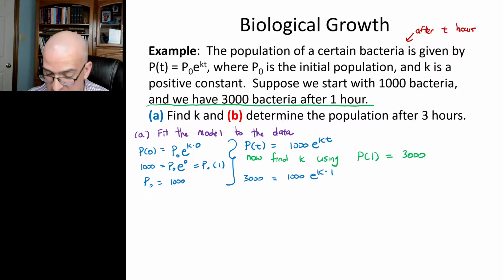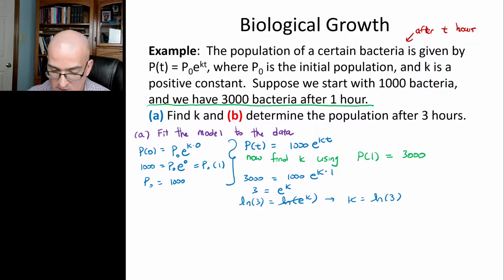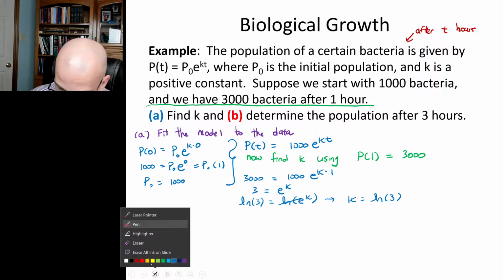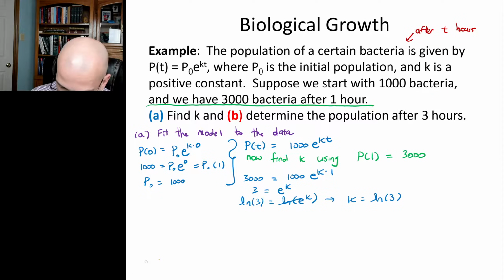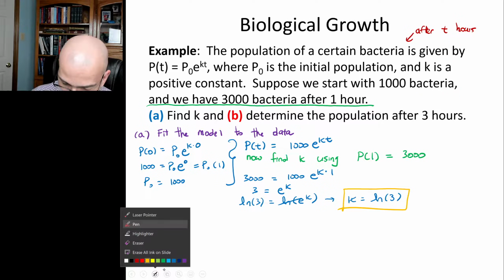Now I'm going to divide both sides by 1,000. So 3 is equal to e to the k. And then take the ln of both sides. ln of 3 is equal to the ln of e to the k. Cancellation law. So k is equal to ln 3. And we're technically done part A. We found it. I'm going to circle that, but we're not ready to declare victory. We have our part B.